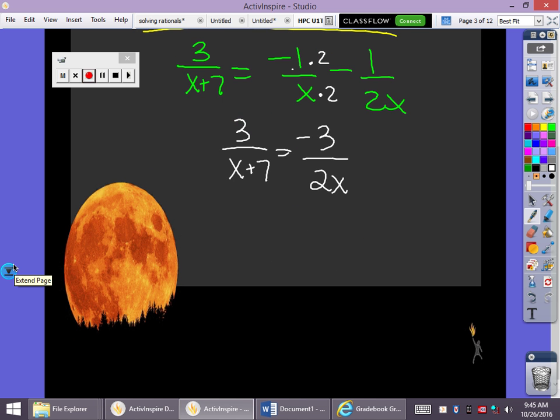Okay, and now I have a fraction equals a fraction. So what can I do? Cross multiply. Okay, so I cross multiply. I get 6x equals negative 3x minus 21. How did I get that negative 3x minus 21? I multiplied each of these by negative 3. Good job. Okay, now what do you want me to do?